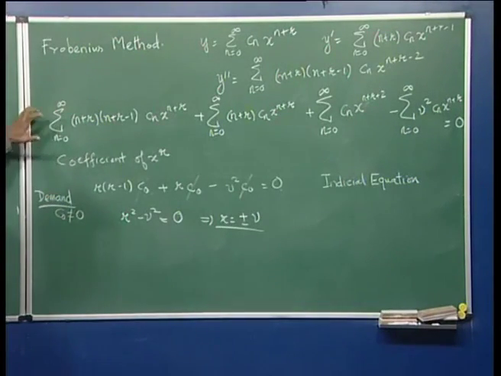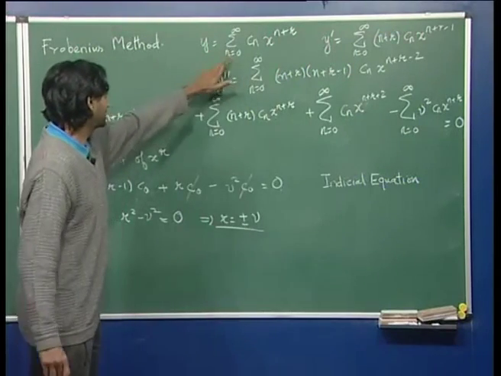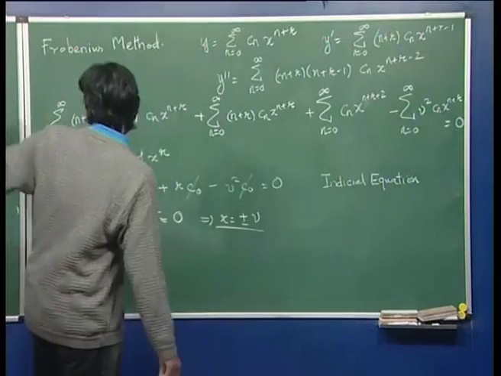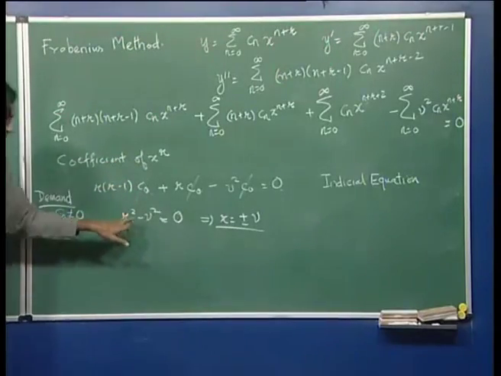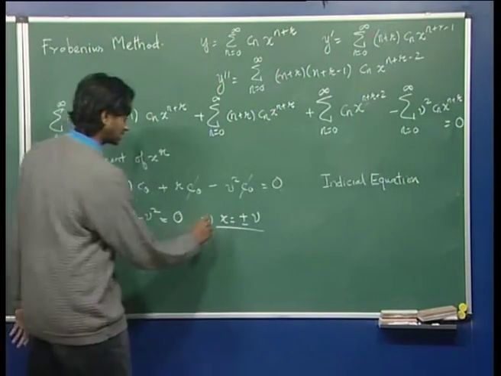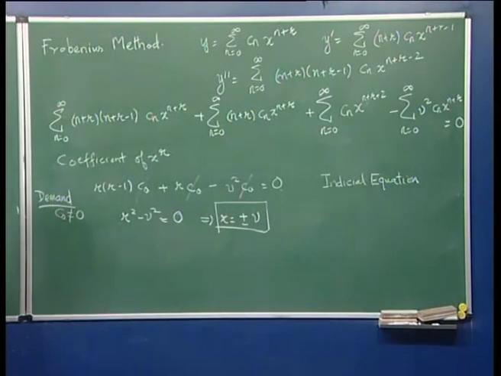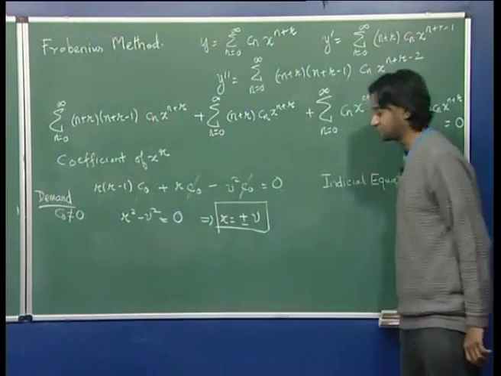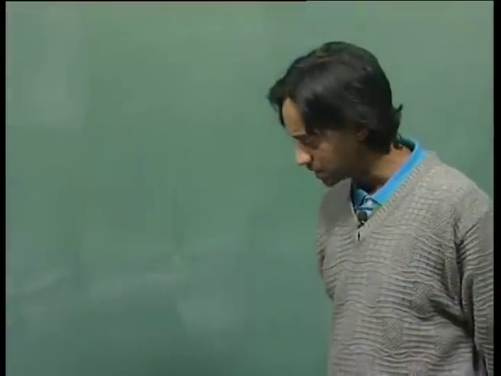Okay. So, what we did is we started with this, and we demanded that C 0 is not equal to 0, and when you substitute this in the differential equation, the coefficient of x raised to r gives you a condition for r. Okay. So, what we got is r equal to plus minus nu. Now, r has to be equal to plus minus nu, and now you will have different cases, and in each case we will look at the nature of the solutions.